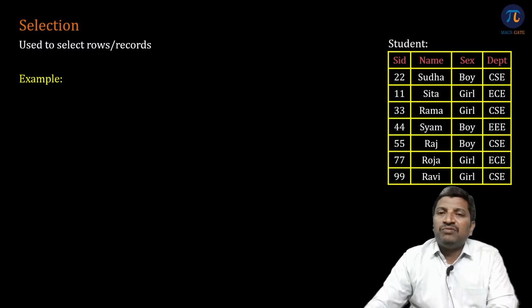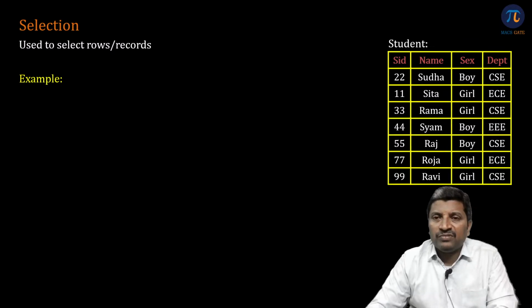Suppose we have a table Student in which we are storing the attributes SID, the student ID, the name of the student, the gender of the student, and the department in which the student is studying. Right?